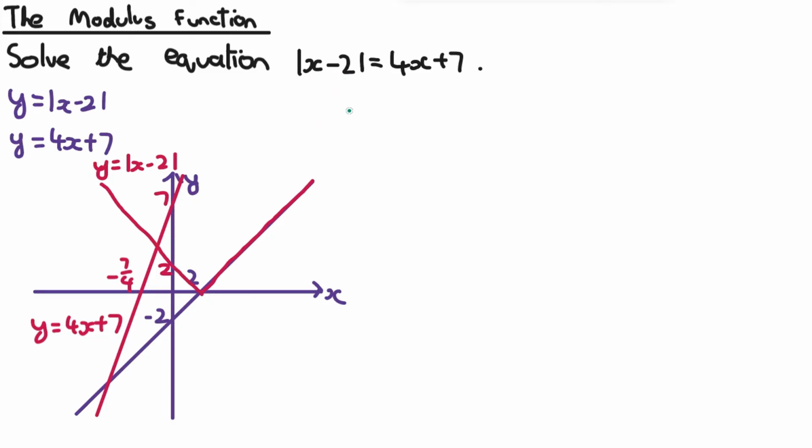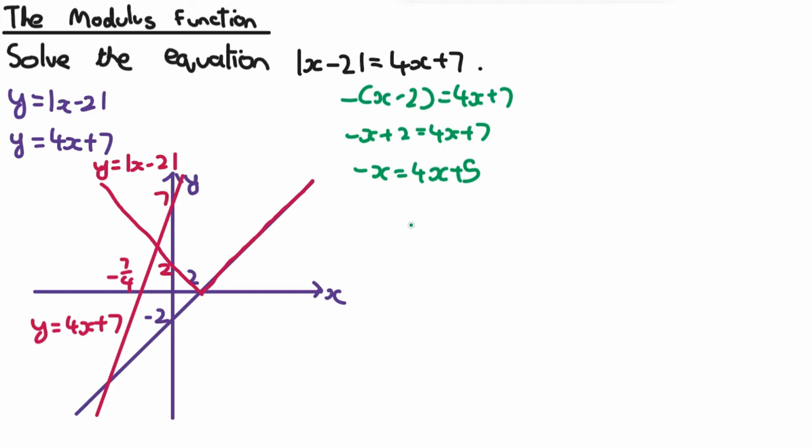So this expression is negative, so it's going to be minus of x minus 2 is equal to 4x plus 7. Expand the brackets here to get minus x plus 2 is equal to 4x plus 7. Move the plus 2 onto the other side to get minus x is equal to 4x plus 5. And then move the 4x onto the other side to get minus 5x is equal to 5. And divide both sides by minus 5 to get x is equal to minus 1. And this is the solution. x is equal to minus 1 for this point of intersection.